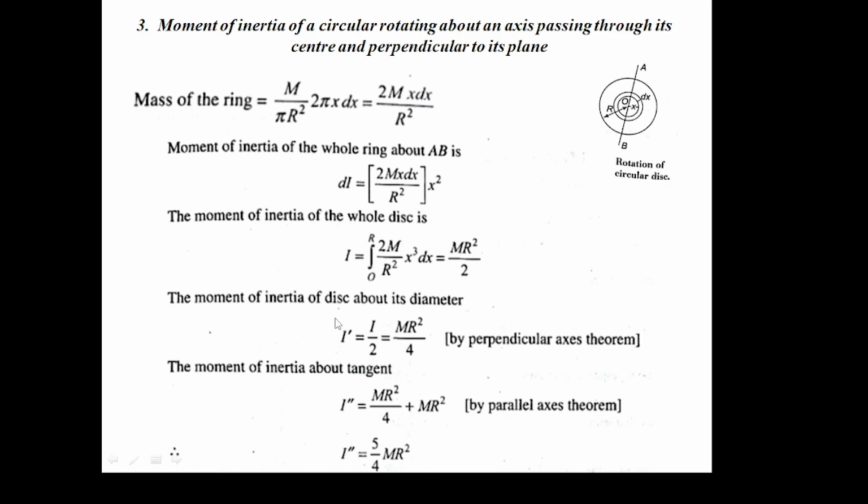If the moment of inertia of the disc is about its diameter, then I prime is equal to I by 2 by the perpendicular axis theorem, so this will be M R square by 4. And if the moment of inertia is about the tangent, then by using the parallel axis theorem, I double prime will be M R square by 4 plus M R square, the Ic plus M R square. If we add this, the moment of inertia about the tangent will be 5 by 4 M R square.